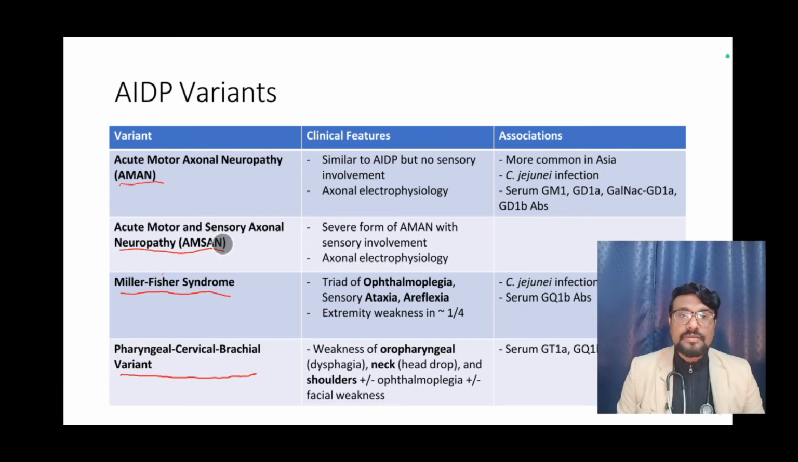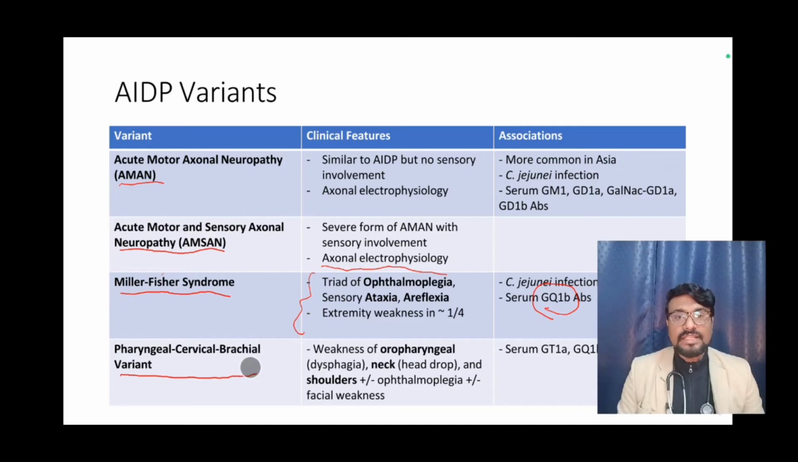In AMSAN, it is a severe form of AMAN with sensory involvement, and in NCV we will get an axonal electrophysiology. Miller-Fisher syndrome is characterized by the triad of ophthalmoplegia, ataxia and areflexia. It is associated with antibodies like GQ1b, and concurrent Campylobacter jejuni infection is associated with Miller-Fisher syndrome.